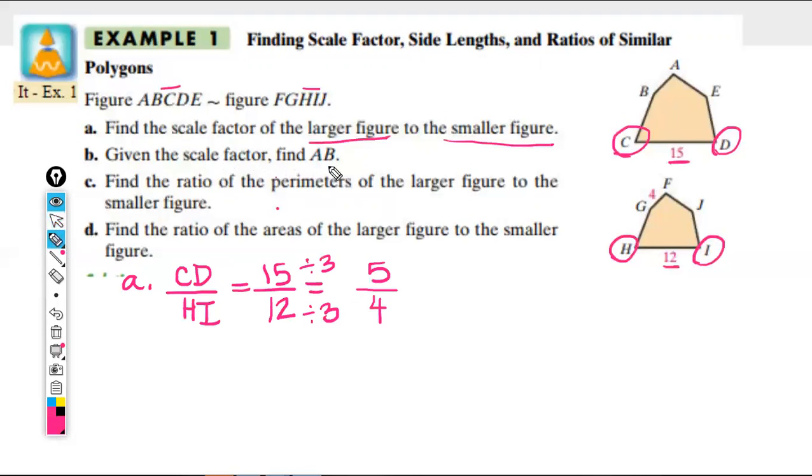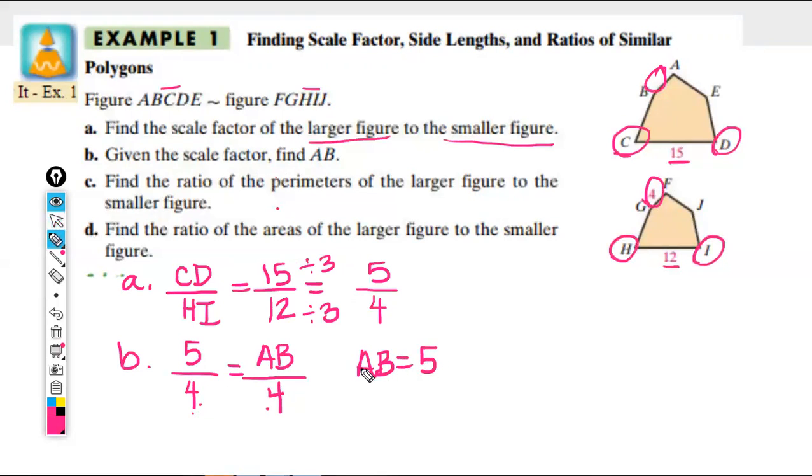So now, given the scale factor, we want to find AB. So we know one side is AB. We know 5/4 is big to small. We want to find AB, that's the big side, and compared to AB, it looks like it matches up with this 4. Oh, look at that. Same denominator. The only way it would work is if AB is 5 as well. But if you did not spot that, don't feel bad. I'm tired too at this hour. We would multiply what is diagonal and divide by what's left over.